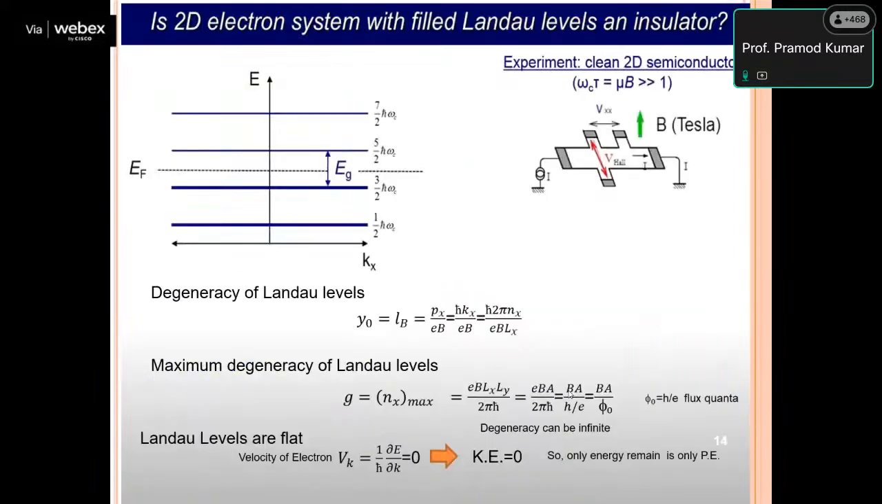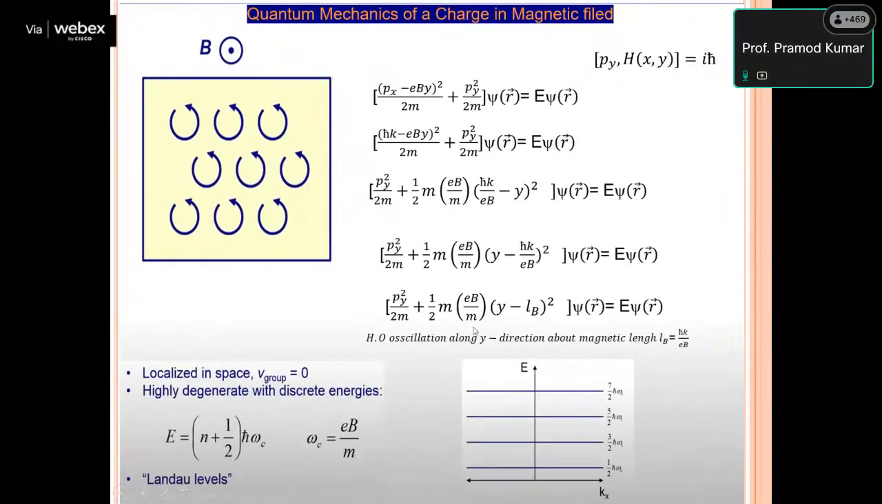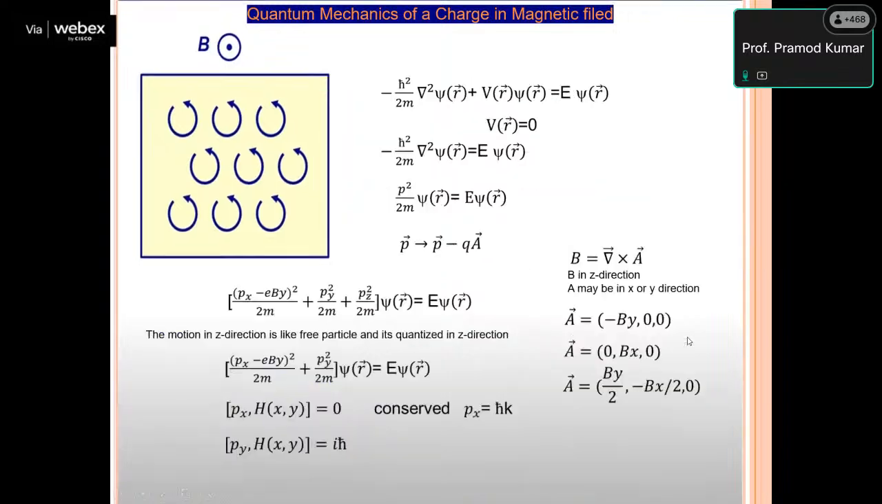These Landau levels look like single energy levels, but they are highly degenerate. Why? If you look here, the magnetic length l_B equals the square root of ħ/(eB), which is inversely proportional to the magnetic field, and then there is the k term.